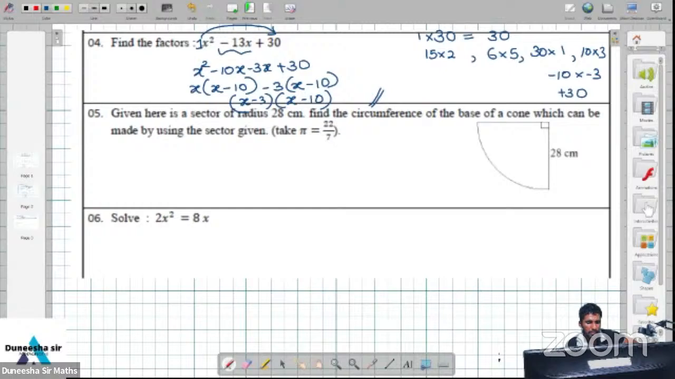This question gives the curved face of a cone. This curved piece is what has been given. Now we have to find the circumference of the base of a cone.